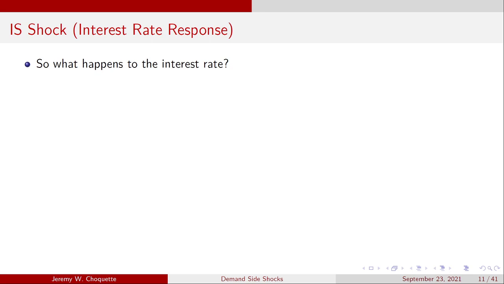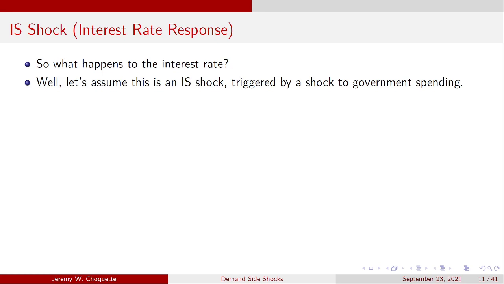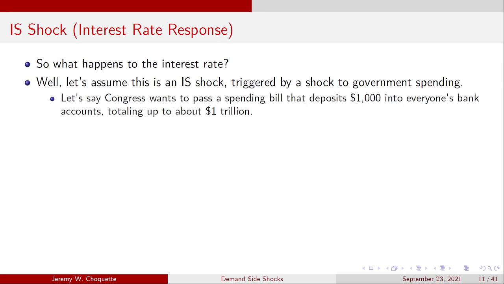So we saw what happened to output and price, right? But what happens to the interest rate? All right, well, let's assume that this was an IS shock, right? So it's triggered by, we'll say, a shock to government spending, because why the hell not? So let's come up with a little story here. Let's say Congress wants to pass a spending bill that deposits $1,000 into everyone's bank accounts, totaling up to, I don't know, let's say $1 trillion, right?